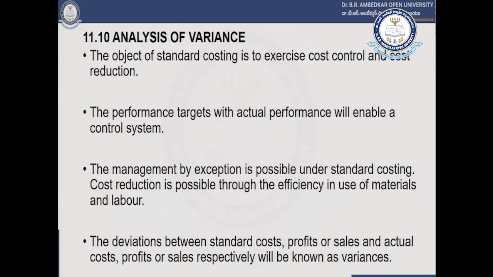The whole objective of standard costing accounting is about analysis of variance. So we will be determining the standard cost for each unit of product or each unit of service that is produced or provided by the manufacturing unit. Once after determining the standard cost, the next thing is to find out how they are varying with respect to your actual performance. So the objective of standard costing is to exercise cost control and cost reduction, as we already discussed. Comparing the performance target with actual performance will enable a control system. So we will be setting certain performance targets, and with respect to our actual performance, we will try to execute our control system.